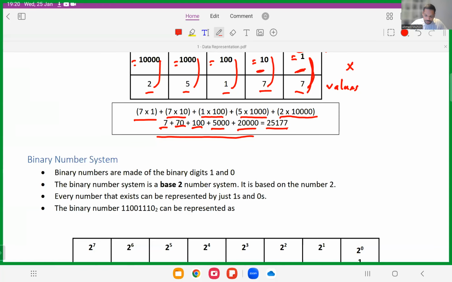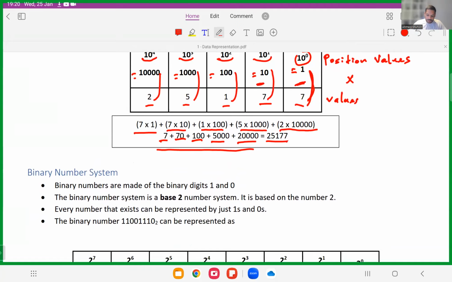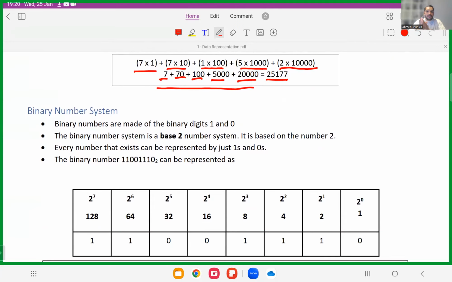Now we have just completed the decimal number system. Let's move on to how the binary number system works. This is the second number system that we will be learning in computer science, the binary number system.